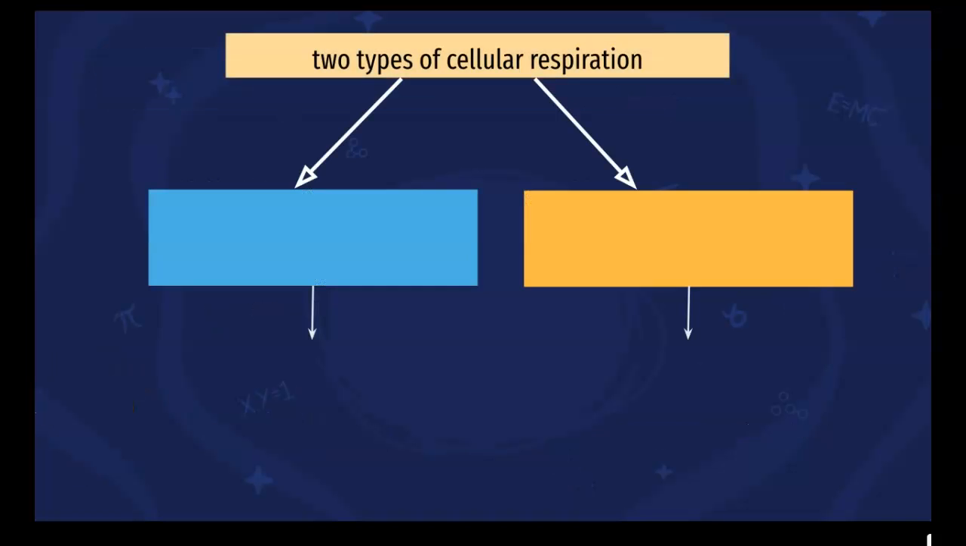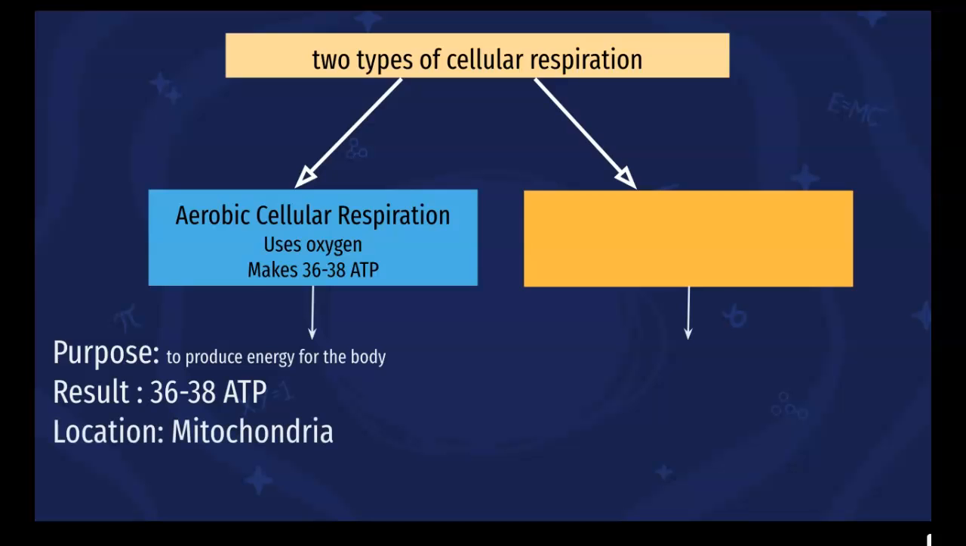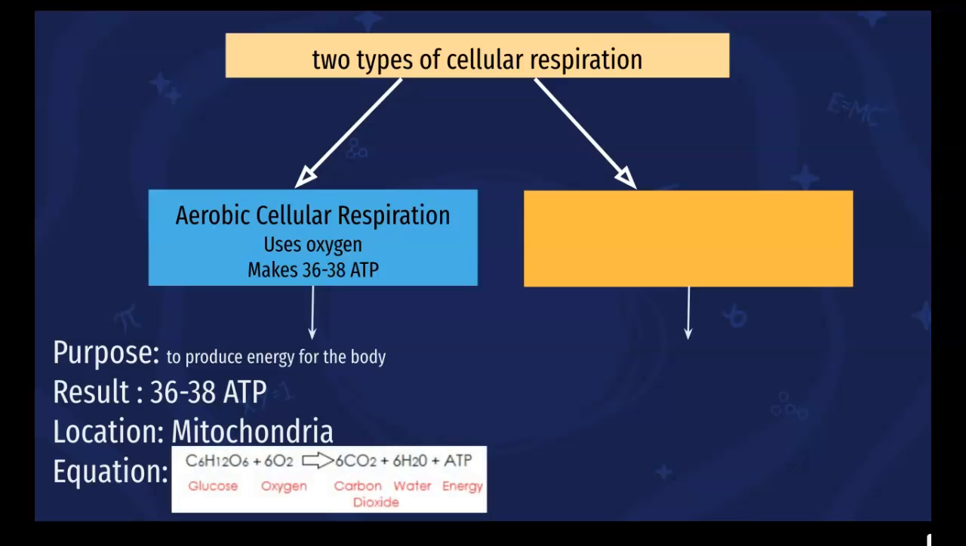The different types of cellular respiration: the regular type is aerobic, and that is when we have oxygen present in our cells, and it makes approximately 36 to 38 ATP. The point of it is to make energy for your body. It happens in the mitochondria, and the equation is our regular glucose plus oxygen equals carbon dioxide, water, and energy.